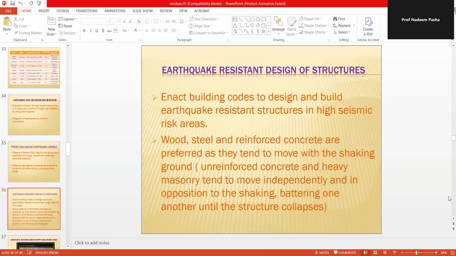Earthquake resistant design of structure. Enact building codes to design and build earthquake resistant structures in high seismic risk areas. Wood, steel, and reinforced concrete are preferred as they tend to move with shaking ground. Unreinforced concrete and heavy masonry tend to move independently and in opposition to the shaking, battering one another until the structure collapses.